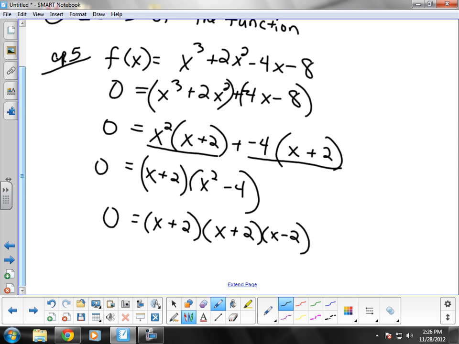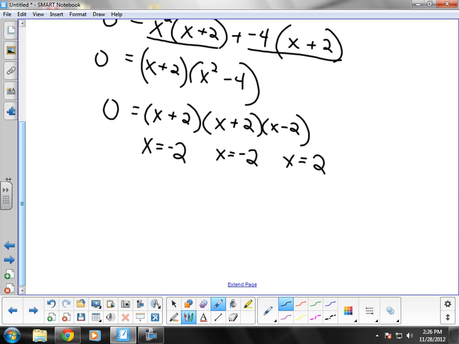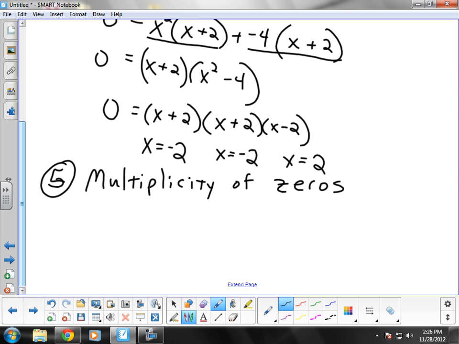And so my zeros, the places where it's going to cross the x-axis, are when x is equal to negative 2, when x is equal to negative 2, and when x is equal to a positive 2. Now, did you notice that I have the same x twice? That's something called multiplicity. Objective 5 deals with multiplicity of zeros. That actually means something to my graph.